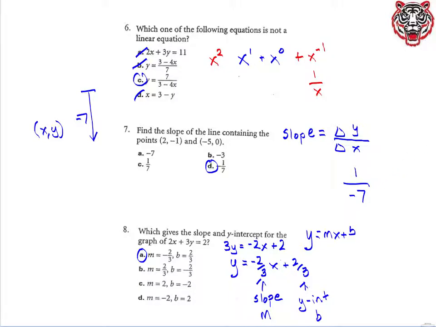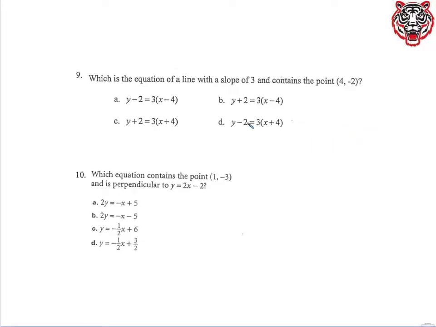Okay. All right, so on to number 9 and 10. All right, so number 9. What is the equation that has a slope of 3 and contains a point? Oh, a slope and a point. Does that sound familiar in terms of one of the types of equations we know how to graph?